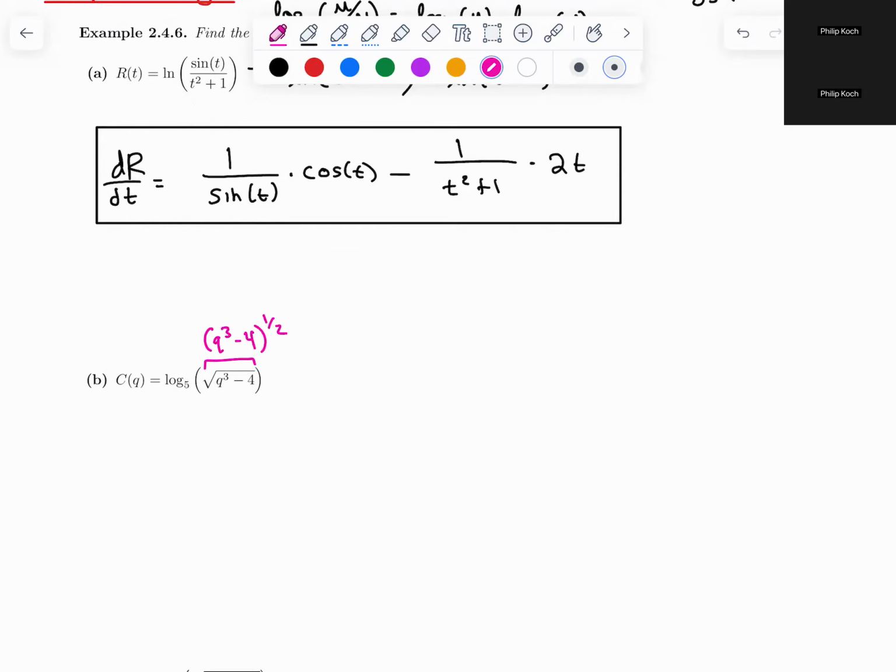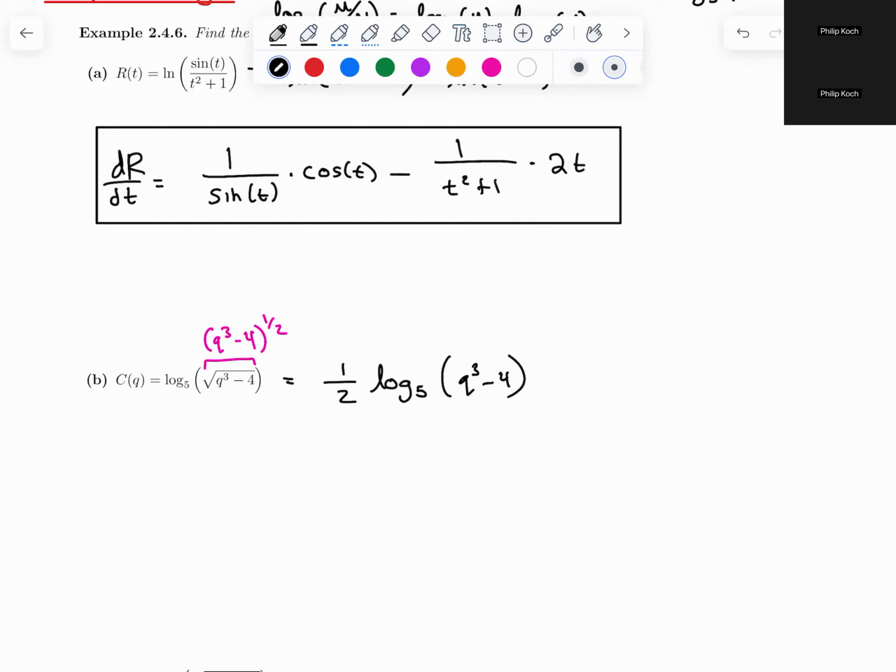That allows me to, instead of doing a double chain rule, because it's not like the log base 5 is on the outside, then there's the cubed minus 4 to the 1/2. Instead of doing a double chain rule, I can bring the exponent out and rewrite this as 1/2 log base 5 of q cubed minus 4. So that 1/2 is now a coefficient, and constant multiples, coefficients, can be ignored.